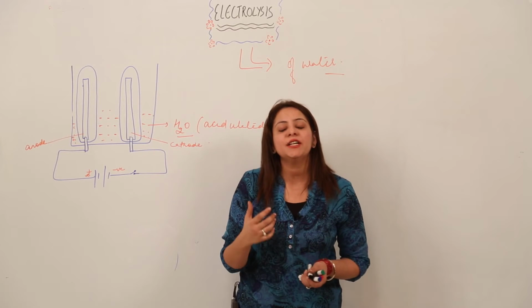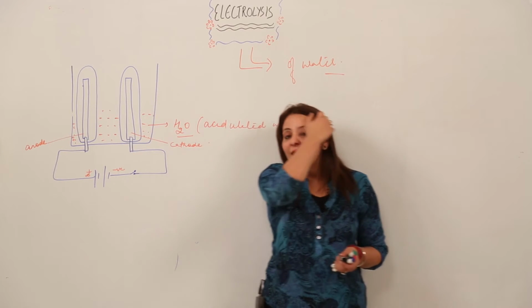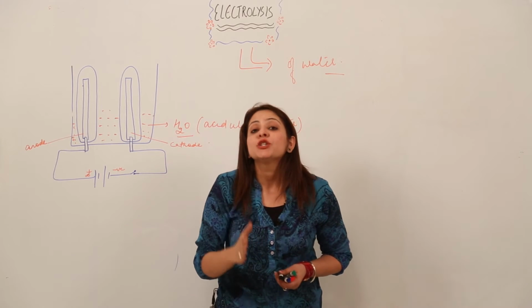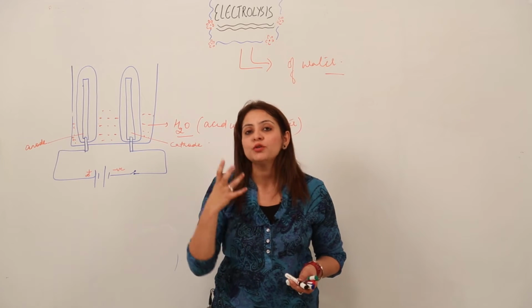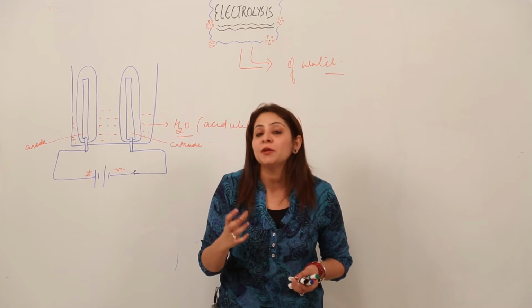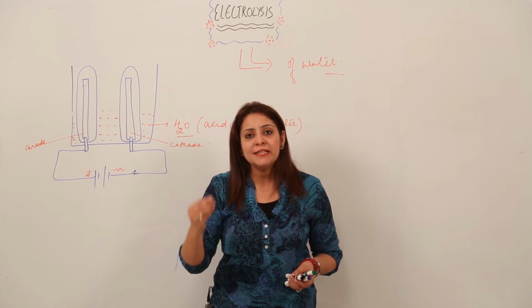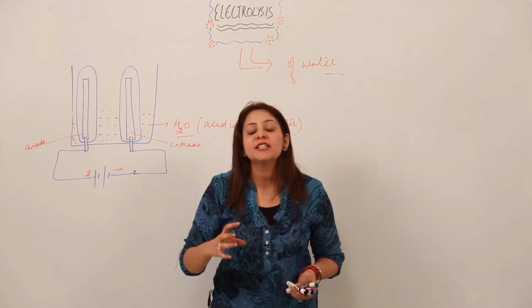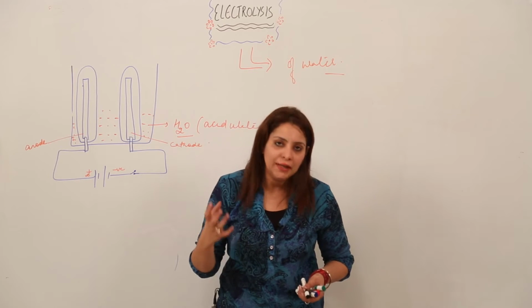Now we are doing electrolysis of water, right? As you know, pure water is a poor conductor of electricity. So when we want to carry out the electrolysis of water, we need to have acidulated water. That means a small amount of any substance, whether acid or base, added to water, just makes water a good conductor of electricity, right?